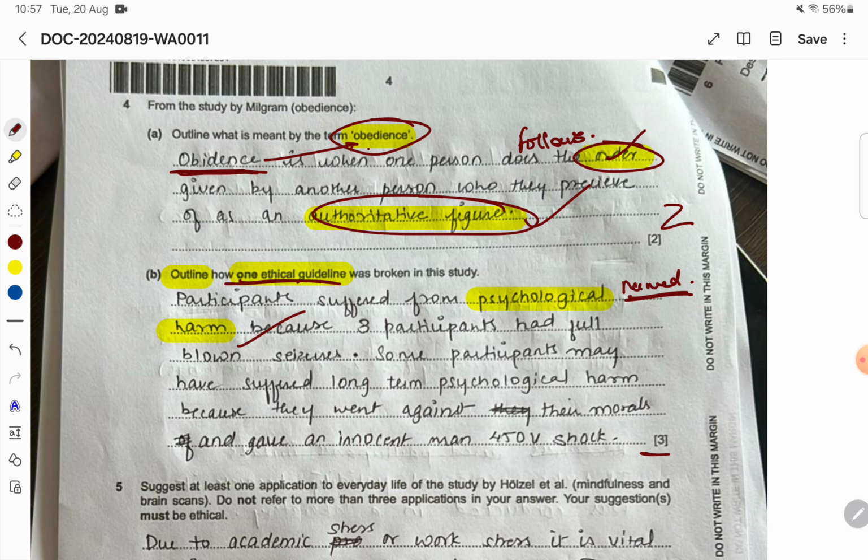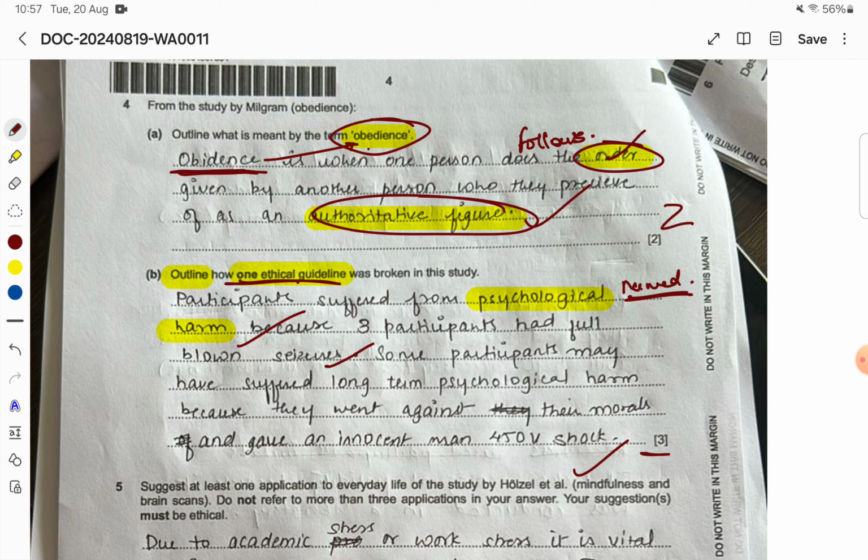And then she's explained further because she's saying 3 participants had full-blown seizures. This is relevant. It does go to show that they suffered psychological harm. In fact, in this case, even physical harm is there. Nevertheless, she's mentioned harm. That is important. Some participants may have suffered long-term psychological harm because they went against their morals and gave an innocent man a 450-volt shock. Correct. Both the points which she's made to elaborate and show how there was psychological harm are correct.